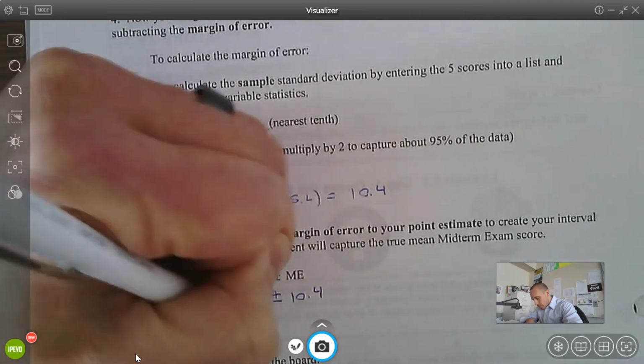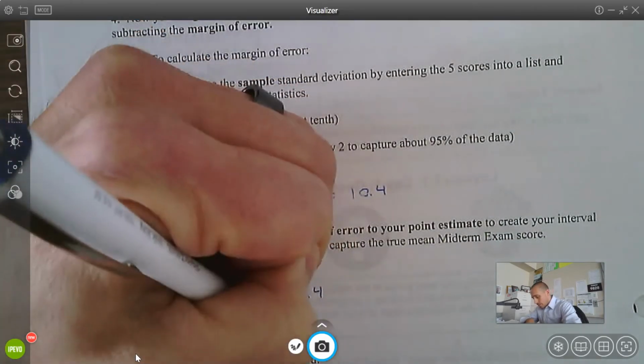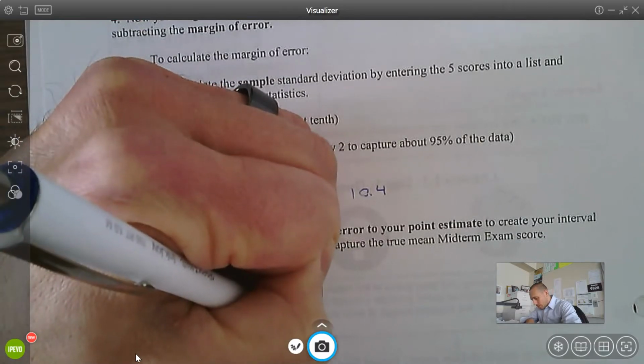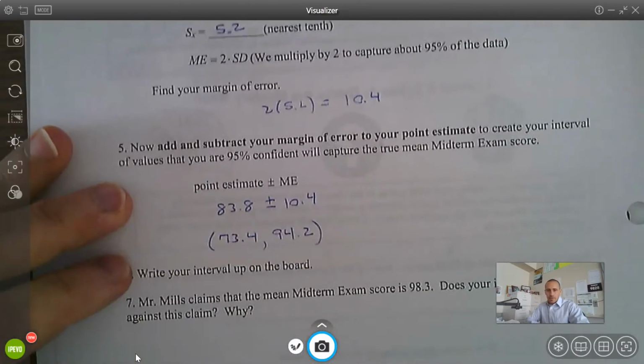83.8 minus 10.4 is 73.4. Plus 10.4 would be 94.2. 94.2. That is my confidence interval.